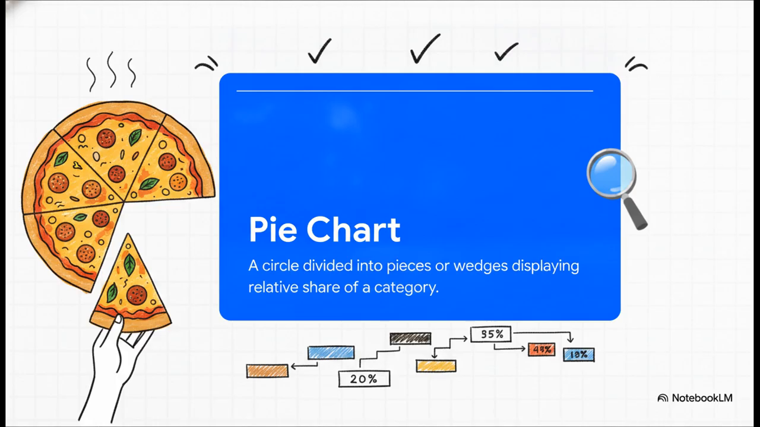When you think of a pie chart, I want you to literally picture a freshly baked pizza. The whole pizza represents our entire data set, right? 100% of our data. And every single slice or wedge represents a specific category's share of that whole. If someone eats half the pizza, well, that visually proves they took 50% of the total pie. It is the absolute perfect tool when your main goal is to show the share of a category.